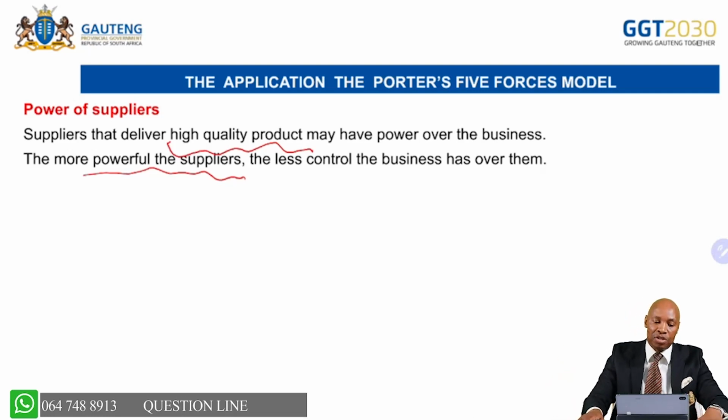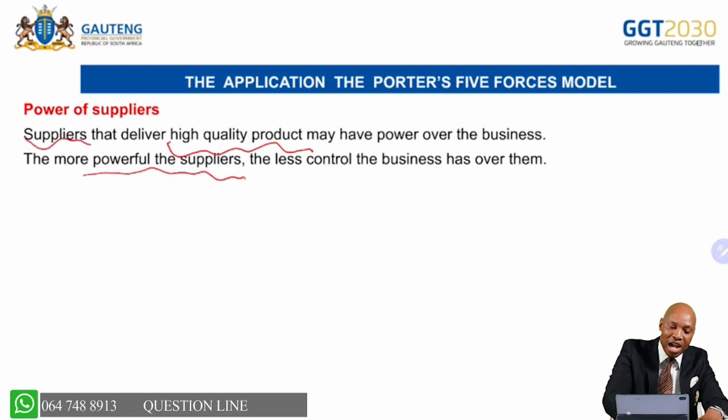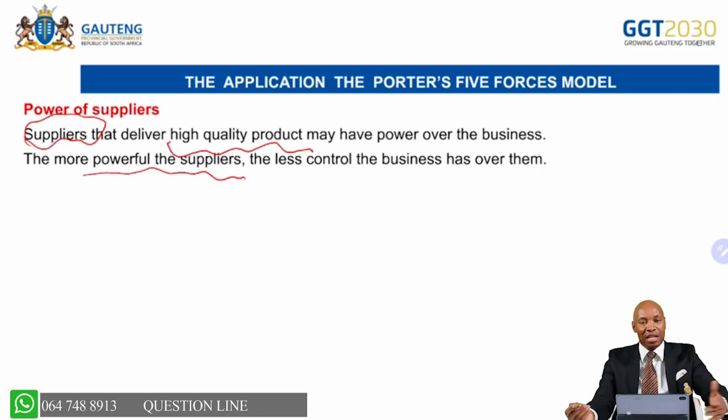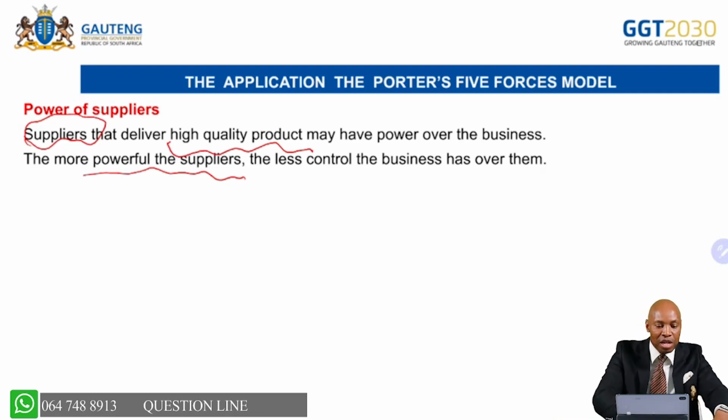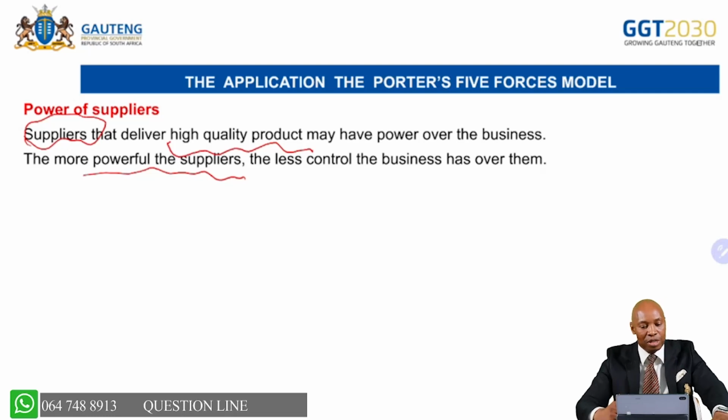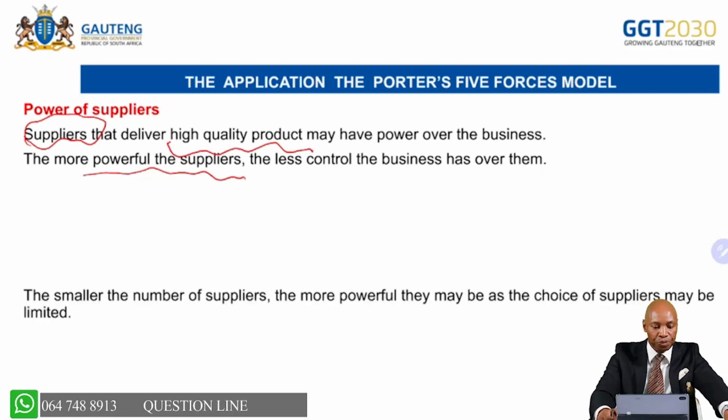You will see as we go on, we will bring the relationship between the other content and the Porter's 5. But what is important, candidates, is that when you respond to this type of question, you simply write suppliers, because you are discussing what? The power of suppliers. You simply say suppliers that deliver high quality product may have power over the business. Then that's your power of suppliers.